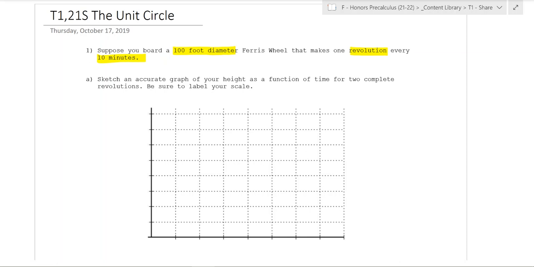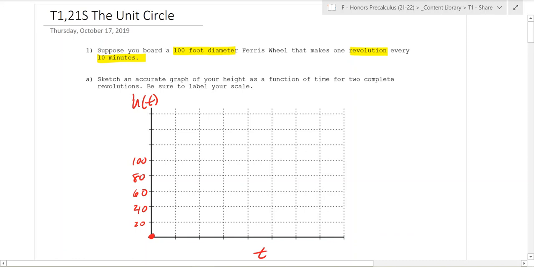So you're going to be at 0 because you're starting from the ground, and you'll go 100 feet high. Let's make that 20, 40, 60, 80, and 100. This is h of t, the height, and this is time right here. Let's make it 5, 10, 15, 20.